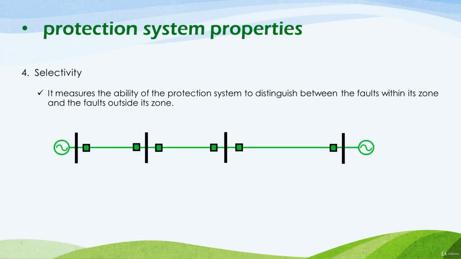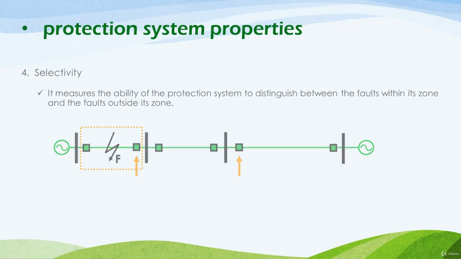For example, if a fault lays at that position, and those two protection systems manage to break the fault, the first protection system will be a selective one as it recognizes its related fault, while the second protection system will not be a selective one as it breaks the circuit when a fault out of its zone occurs.